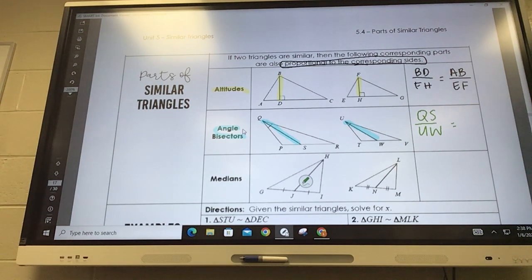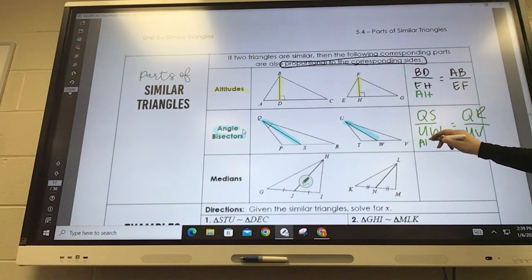Then for the other, pick whatever side you want. I'm going to mix it up a little bit and do QR. What is the corresponding side to QR on the other triangle? UV. Like I said, you could have done QP or PR. It just depends on what you're solving for in your question. But the point is you have to use your altitude or your angle bisector for one of your two fractions, okay?